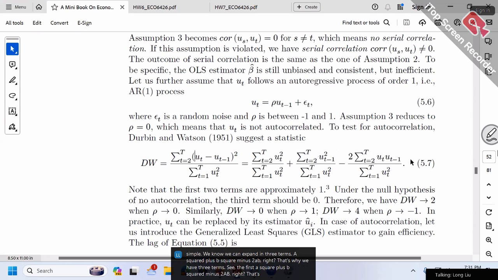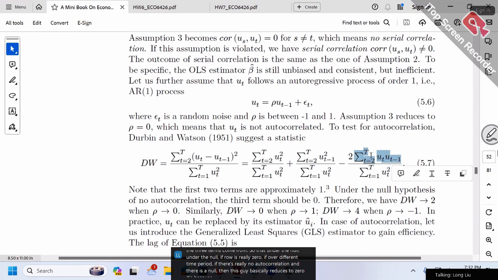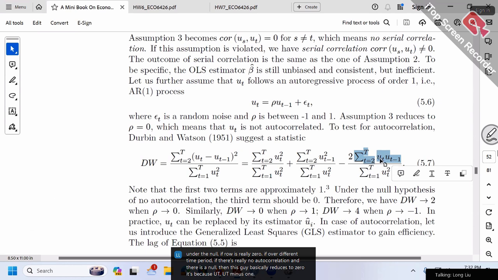That's where the three terms come from. Under the null, if rho is really zero, if over different time periods there's really no autocorrelation, then this third term basically reduces to zero. It's because the covariance of U_t and U_t minus one is basically zero. So under H null, the third term is basically zero.